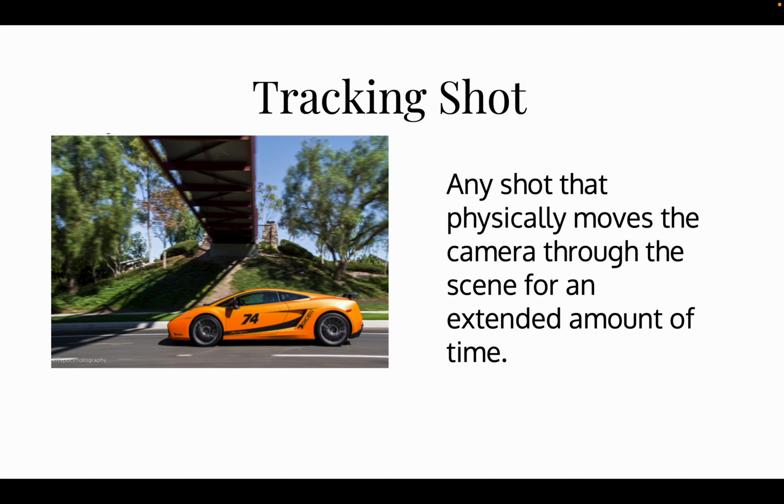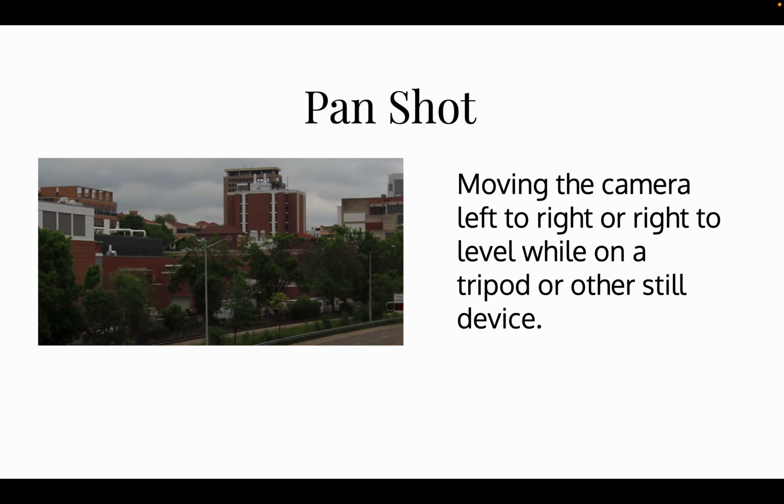Then you have a tracking shot, which is any shot that physically moves the camera through the scene for an extended amount of time. So they are physically tracking that object or subject to show where they're going or maybe following them. You have a pan shot, which is moving the camera left to right or right to left while on a tripod or other still device. You might be looking at different environments. You might be looking at where two of your subjects are. You may be establishing some feelings or some things that are to come.